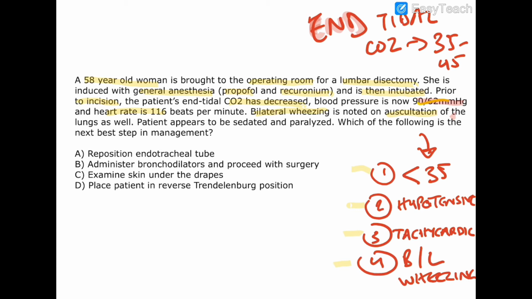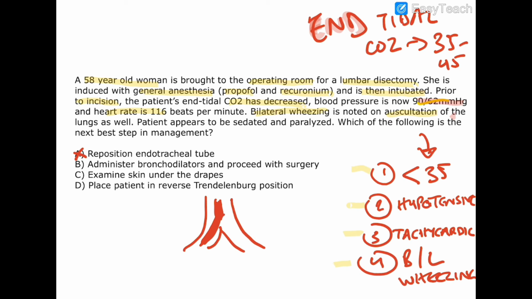Let's go through our options. Repositioning the endotracheal tube. Sometimes the endotracheal tube can go further down than intended and can actually slide into one of the bronchi. So if we imagine the trachea coming down this way, the tube can slide into one of these bronchi and cause a unilateral obstruction, where you'd have unilateral wheezing. This patient has bilateral wheezing. So we can say that A won't be an option.